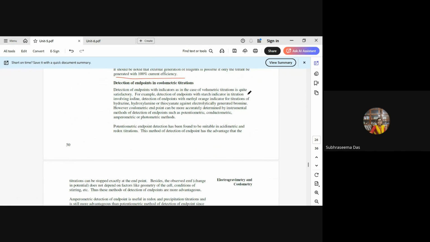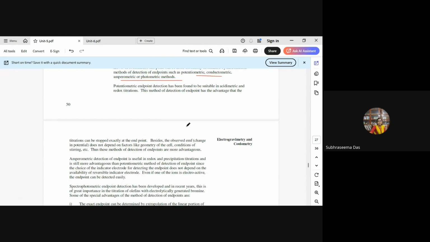Detection of endpoints with indicators, as in the case of volumetric titration, is quite satisfactory. For example, detection of the endpoint with starch indicator in titration against electrically generated bromine. However, the coulometric endpoint can be accurately determined by instrumental methods such as potentiometric, conductometric, amperometric, or photometric methods.